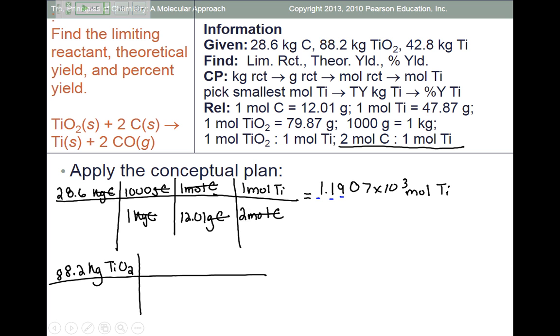So first we want to, of course, convert this to grams, because our molar mass is a relationship between grams per mole. So our kilograms cancel out. Now we want to convert that to moles, and we're going to use our molar mass that we calculated earlier.